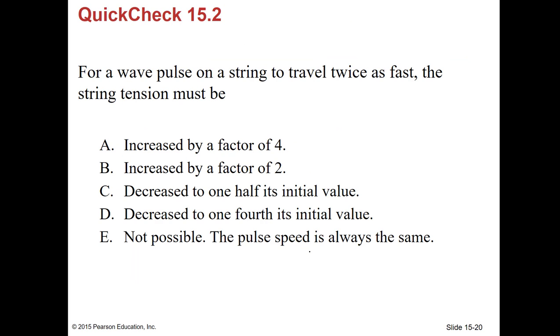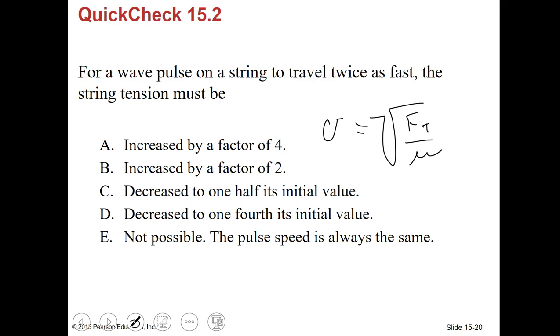So let's take a look at this question. For a wave pulse on a string to travel twice as fast, the tension must be... Okay, so we can't just guess. We'll have to look at the formula and figure this out. So the speed is the square root of the tension, I'm calling it force of tension, divided by mass per length. If you want the speed to be twice as much, because it's proportional to the square root of the tension, you'd have to make the tension 4 times as big, and then the speed would be twice as big.